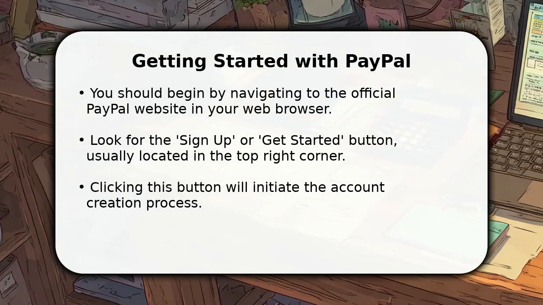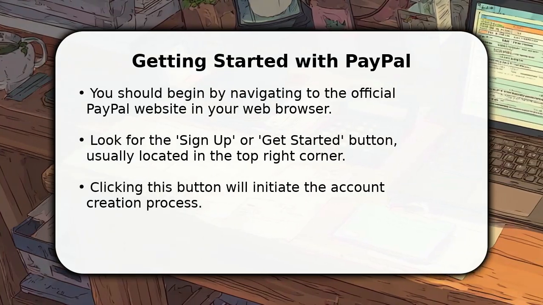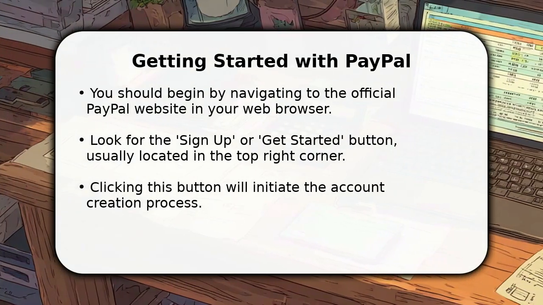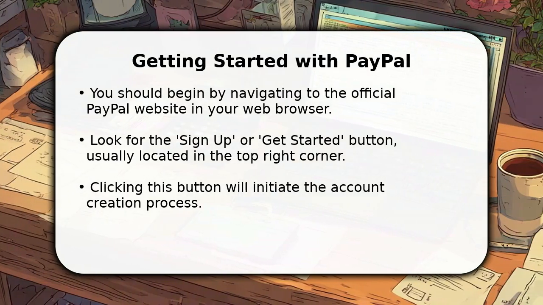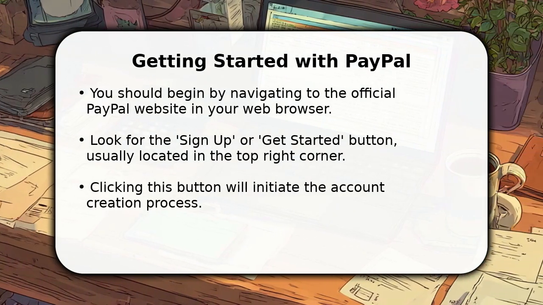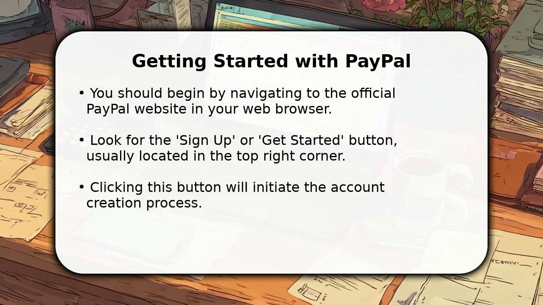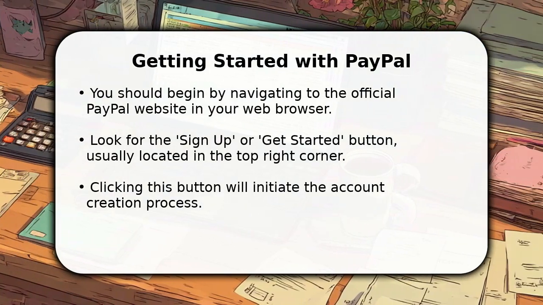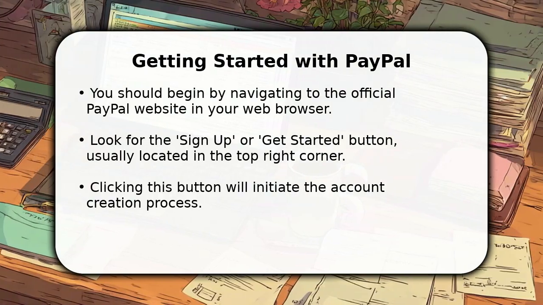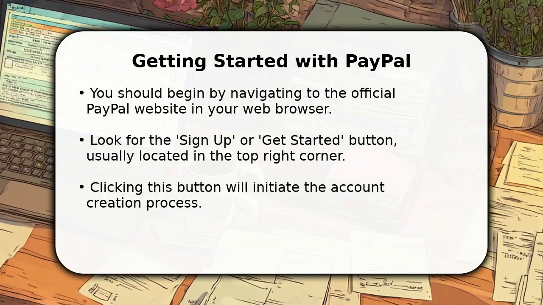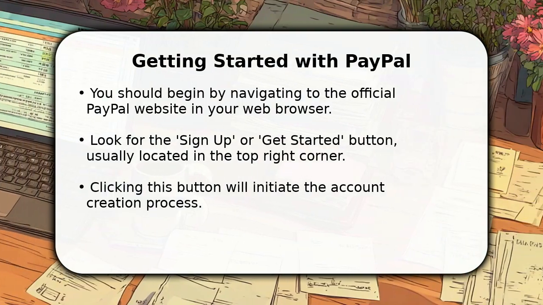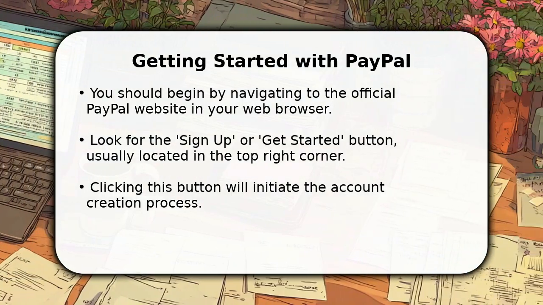In this video, I will explain how to create a PayPal account step by step. To begin, open your preferred web browser and type in paypal.com to reach the official website. Once the page loads, locate the Sign Up or Get Started button, which is typically found at the top right of your screen. Click this prominent button to kickstart your journey towards setting up a new PayPal account, allowing you to move to the next stage of the process.